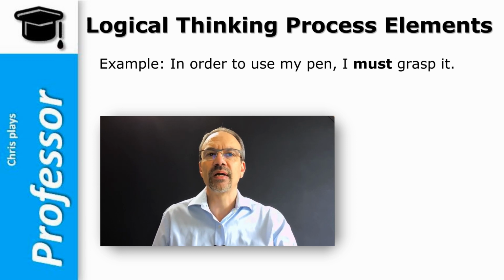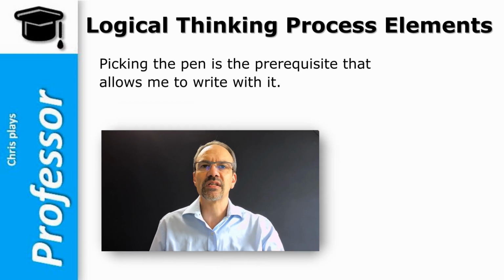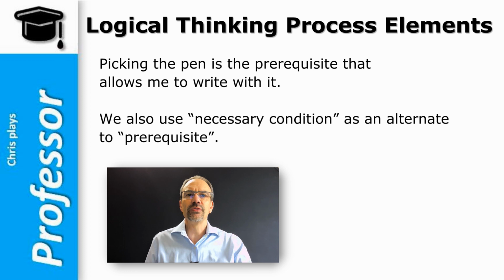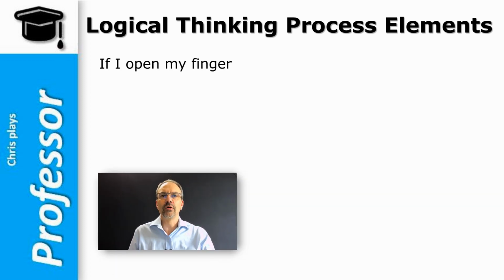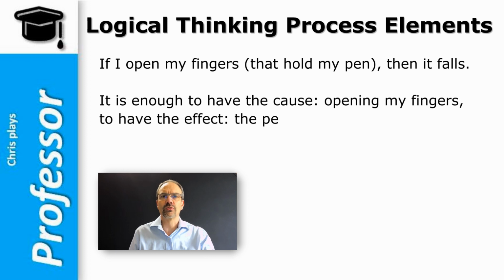As an example, in order to use my pen, I must grasp it. The pen lying on my desk will not appear magically in my hand when I want to write, so I need to pick it up first. Picking up the pen is the prerequisite that allows me to write with it. Without this prerequisite, no way to write with a pen. We also use necessary condition as an alternate to prerequisite. If I open my fingers that hold my pen, then it falls. This time it is enough to have the cause, opening my fingers, to have the effect, the pen falling.